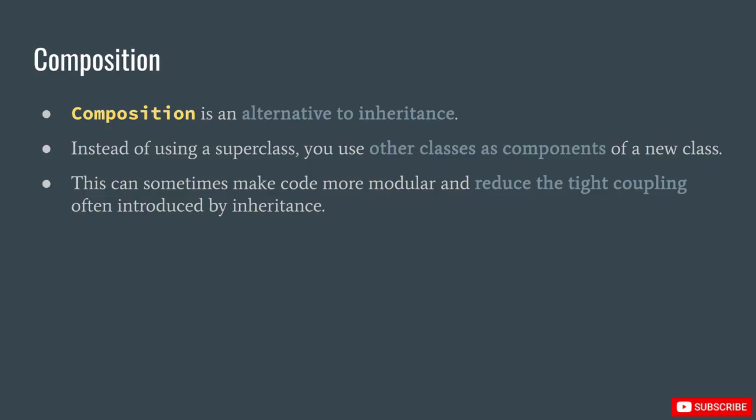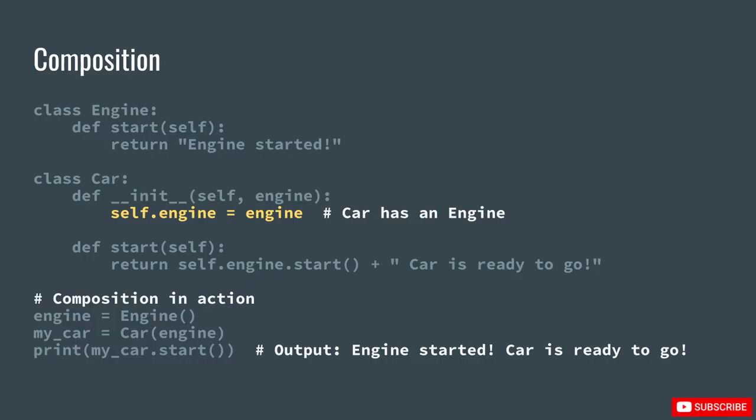One of the key advantages of composition is that it can reduce the tight coupling that often comes with inheritance. By composing classes, we can mix and match functionality without being locked into a rigid class hierarchy. In summary, composition provides greater flexibility and maintainability in your code, making it a powerful tool in object-oriented design.